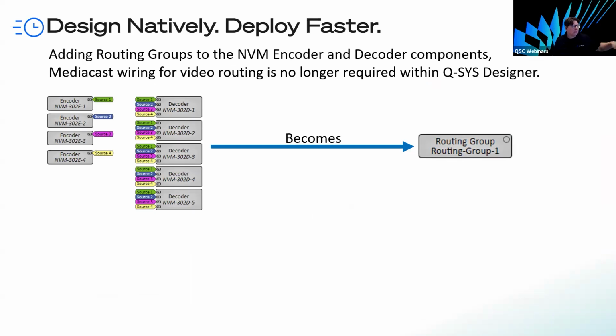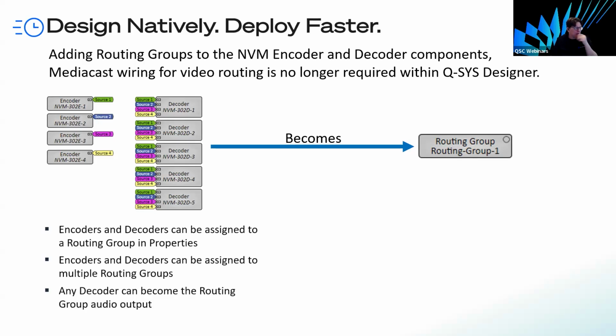So I've routed, and I've very nicely color-coded this. I've routed those things to each of the decoders. So decoder 3 can view any one of sources 1 through 4. This is pretty standard matrix wiring that you would do with the NV series and in Q-SYS Designer.